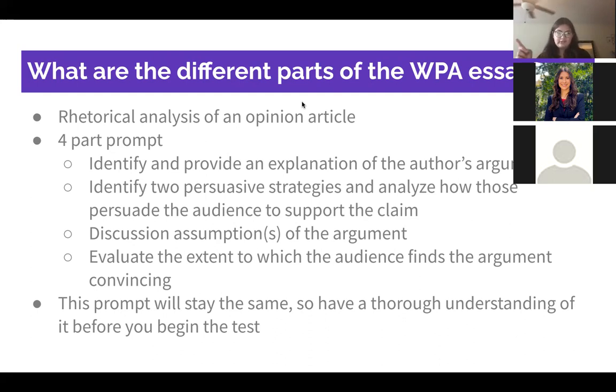The first part is identify and provide explanation of the author's argument, then identify and explain 2 persuasive strategies and their effectiveness, identify and discuss the assumptions within the article, and then evaluate the extent to which the audience would find the argument convincing. And that last bullet point is what I just said about having a thorough understanding of the prompt, because you're going to want to keep constantly referring back to it when you write the paper.